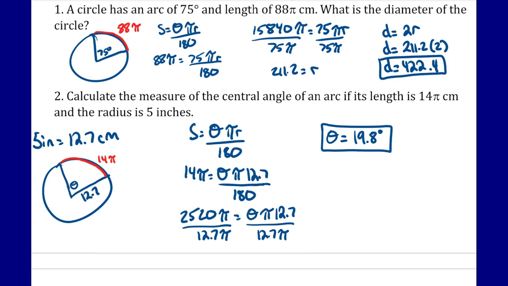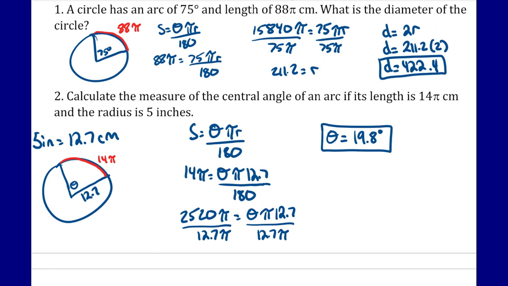For 2, it's something similar to what we did. We had to use the formula, plug in the information that's given, and then rearrange and solve for the missing piece. So in this case, again, I still drew a sketch. I know the arc length is 14 pi centimeters and the radius is 5 inches. So I needed to convert from inches to centimeters. So going back to the first lesson of the geometry unit, 5 inches equals 12.7 centimeters. So I included that in my diagram.